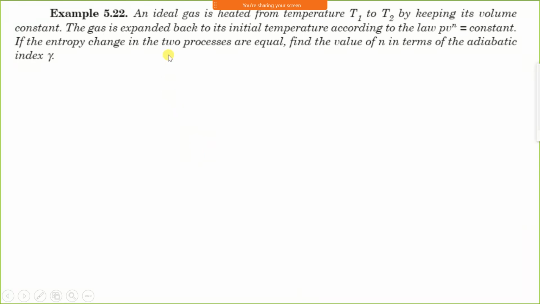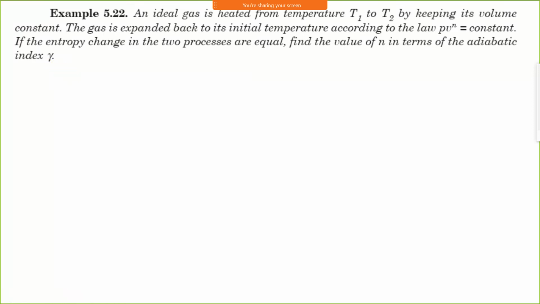Next problem. An ideal gas is heated from temperature T1 to T2 by keeping its volume constant. This is a constant volume heating process. The gas is expanded back to its initial temperature according to the law PV^n equals constant. If the entropy change in these two processes is equal, find the value of n in terms of adiabatic index gamma.